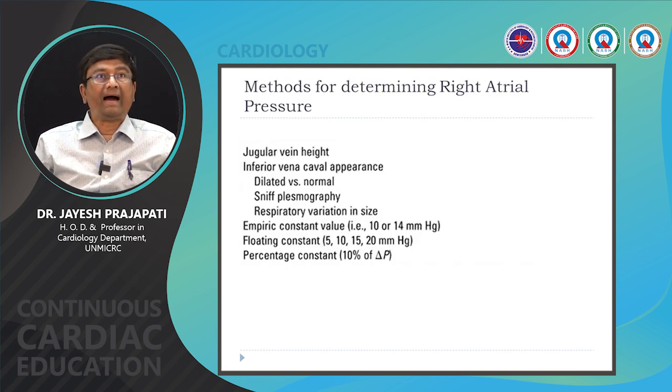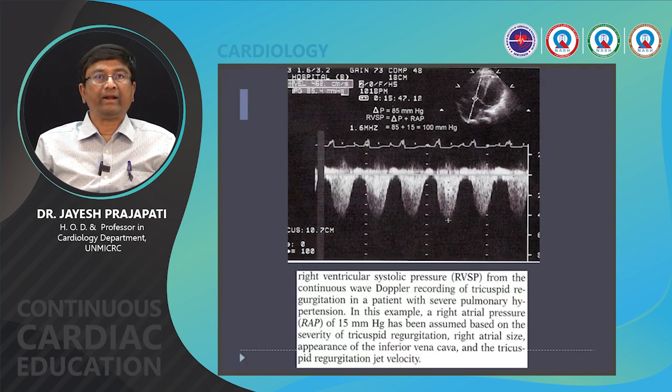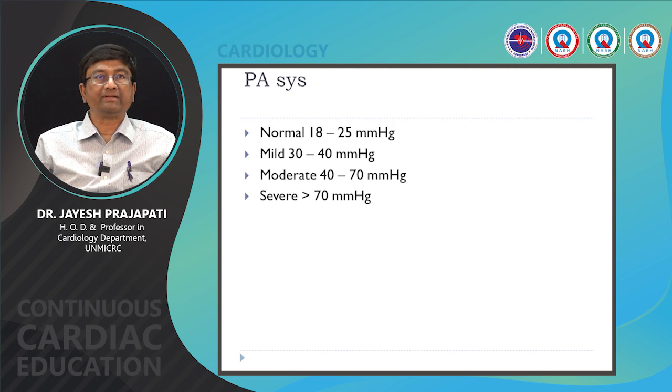And RA pressure we can judge another way: the IVC is dilated versus normal, with plethysmography, and as I have told, respiratory collapse of the IVC is one of the important things. PA systolic pressure, this is the mean pressure. Normal is 18 to 25.